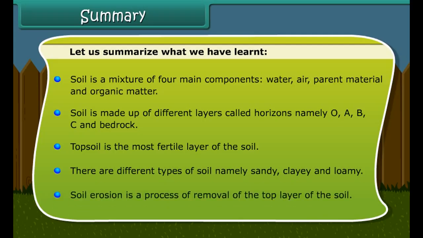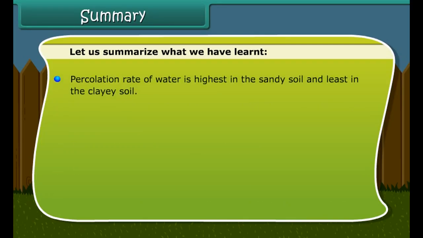Soil erosion is a process of removal of the top layer of the soil. Percolation rate of water is highest in the sandy soil and least in the clay soil.